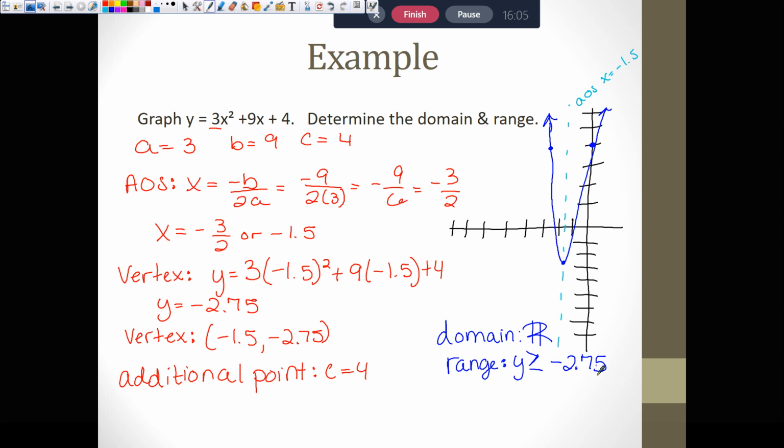Okay. So that is how you graph parabolas. You will have multiple questions on your test on graphing parabolas in standard form. 5 questions total.